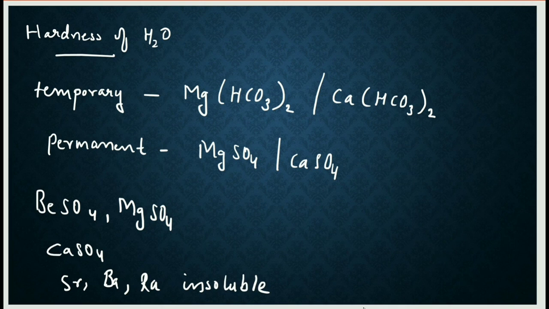So calcium sulfate is sparingly soluble, beryllium sulfate and magnesium sulfate are soluble, and strontium, barium, radium sulfate are insoluble. This type of compounds are hydrides. The general formula for hydride is MH2. How are the hydrides formed? The metals are reacted with H2, so you will get MH2, that is hydride.